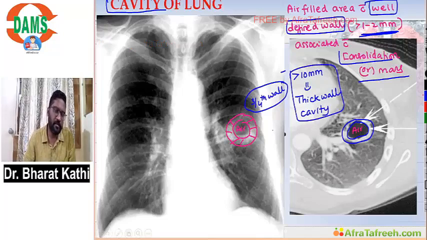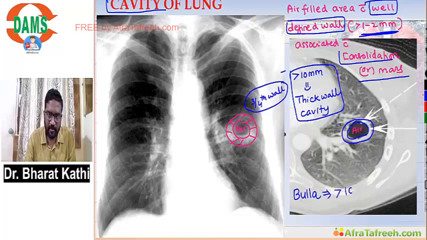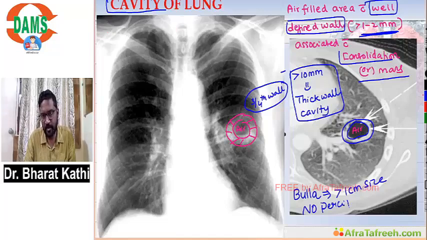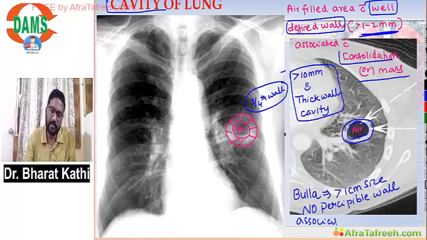This is thick wall cavity. See, bulla: it is more than 1 centimeter in size, no perceptible wall, associated with emphysema.